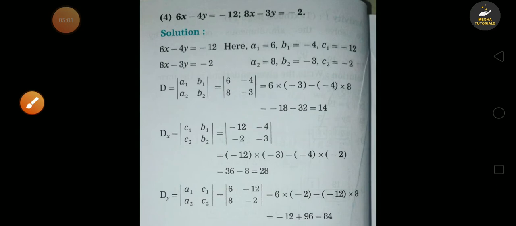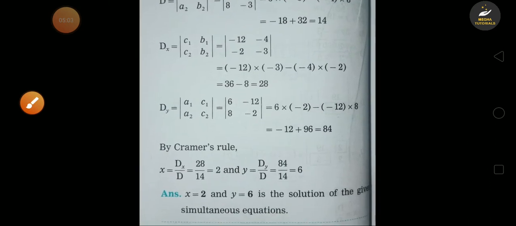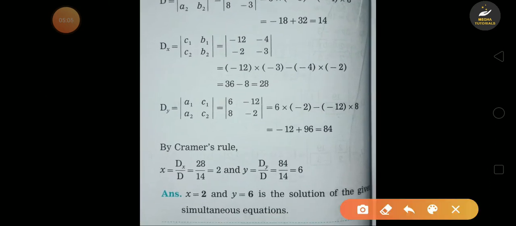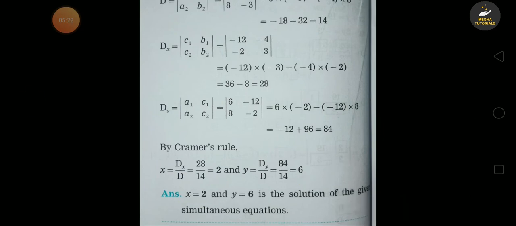Okay, next step, using Cramer's rule, you can write x is equal to dx upon d, that is 28 upon 14, which is 2, and y is equal to dy upon d is equal to 84 upon 14, which is equal to 6. Therefore the final answer is x comma y is equal to 2 comma 6 is the solution of the given simultaneous equations.